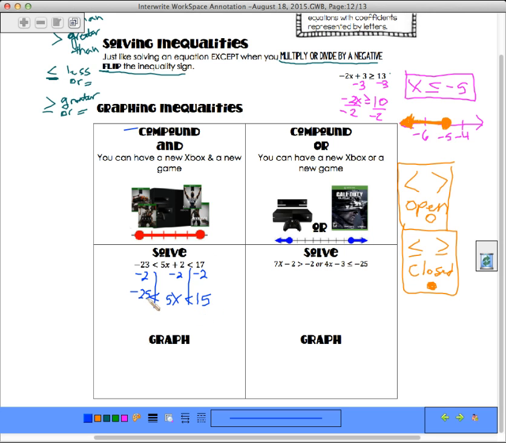There we go. Now we're almost done. We still have a 5 with our x. So those are touching by multiplication. To undo multiplication, we need to divide. So we're going to divide both sides, or all three parts, I suppose, by 5.